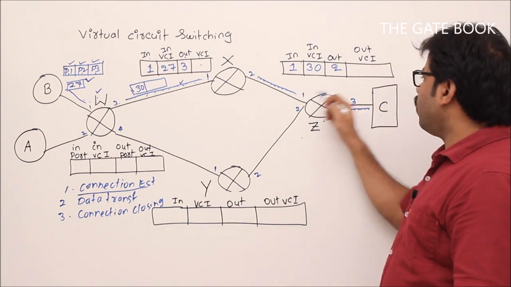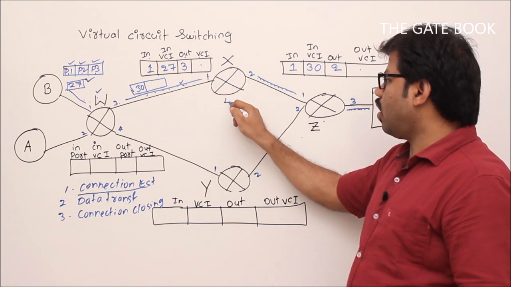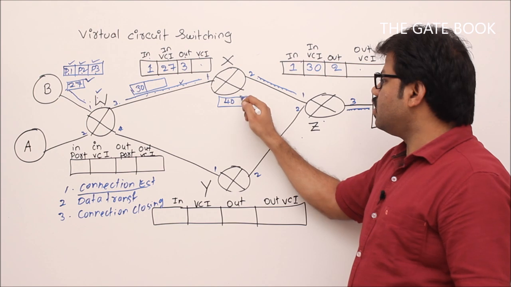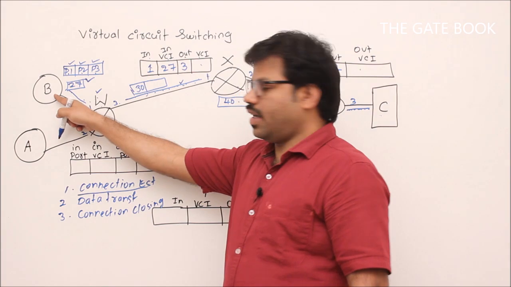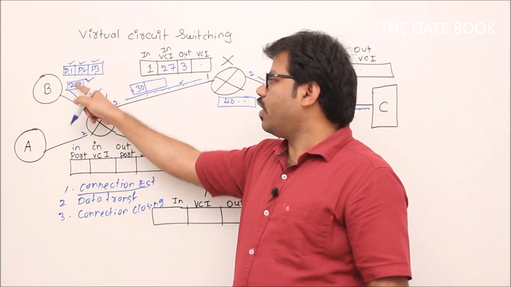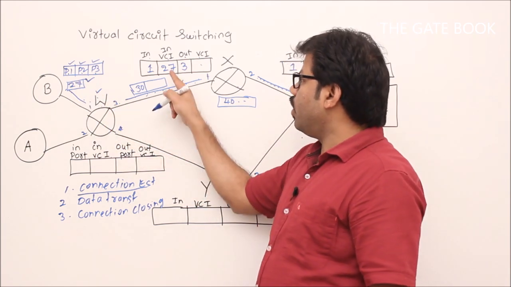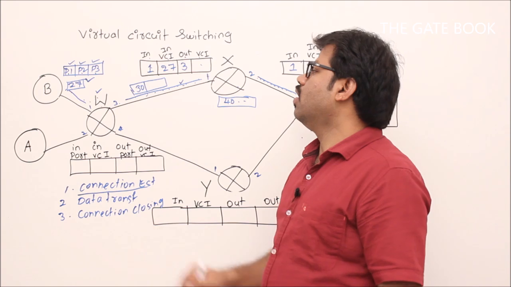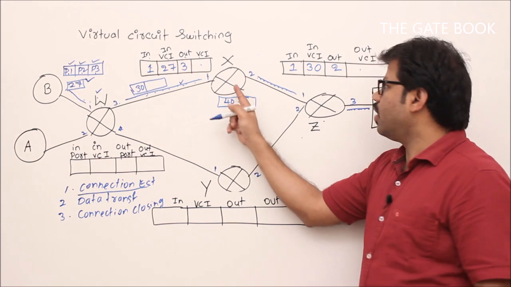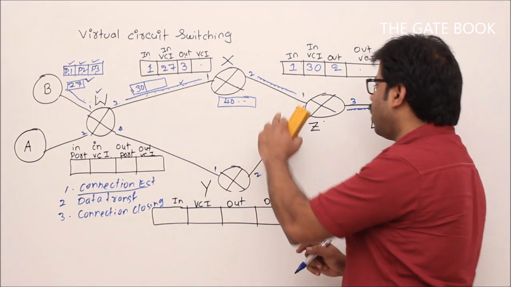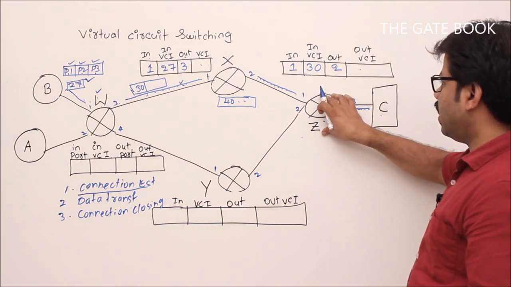Now what is the outgoing VCI? It will be empty initially, remember it. Now X is going to generate a different number called 40. Then X sends this data to Z. Let me summarize. B sent a data packet with 27. Whenever 27 is received by W, W will fill it in its table. Now W generates a connection number called 30, which is going to be incoming for X. X will generate a number 40, and that 40 will be filled in its data structure.